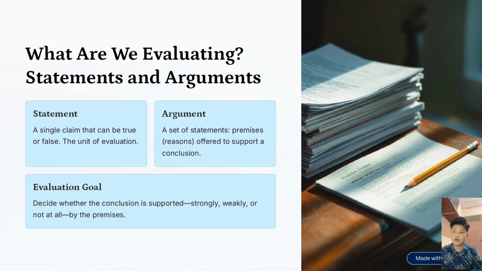Slide 1 is what are we evaluating: statements and arguments. Statement: a single claim that can be true or false. The unit of evaluation. An argument: a set of statements, premises, offered as reasons to support a conclusion. And last is the evaluation goal. This sets whether the conclusion is supported strongly, weakly, or not at all by the premises.